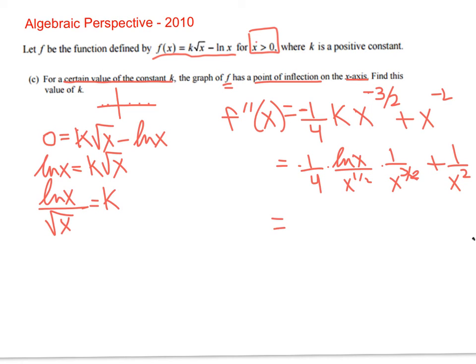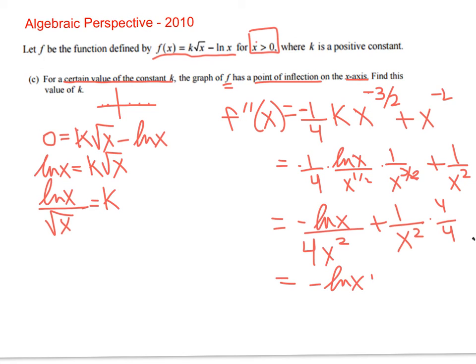So cleaning this up, I have a negative natural log of x in the numerator, and then it's 4. Well, x to the 1/2 times x to the 3/2, we add the exponents, so I get 4/2, which is x squared. And it's plus 1 over x squared. Well, this isn't so bad. So I need to make a common denominator, so I multiply this by 4 over 4. So I get negative the natural log of x plus 4 all over 4x squared.